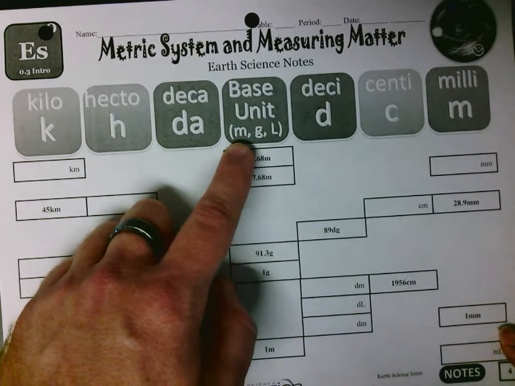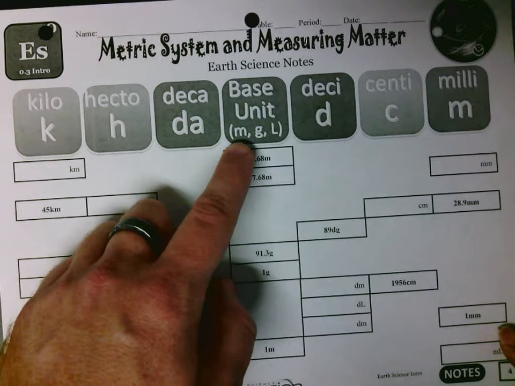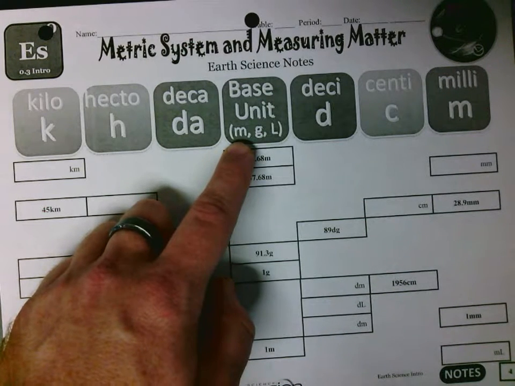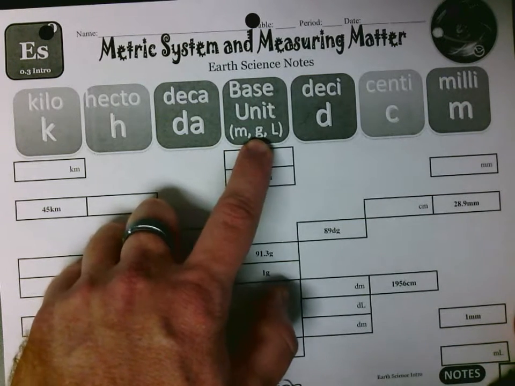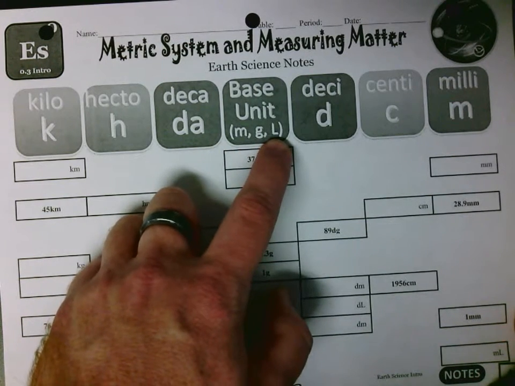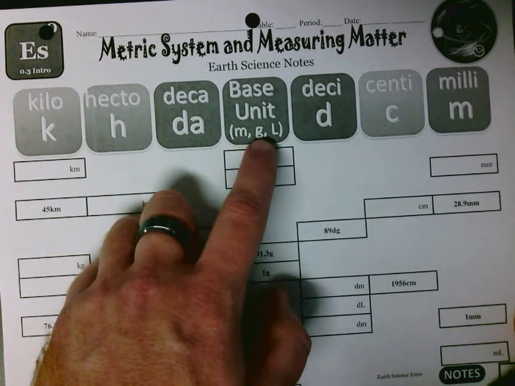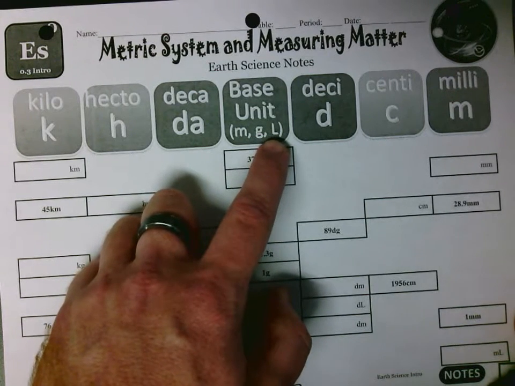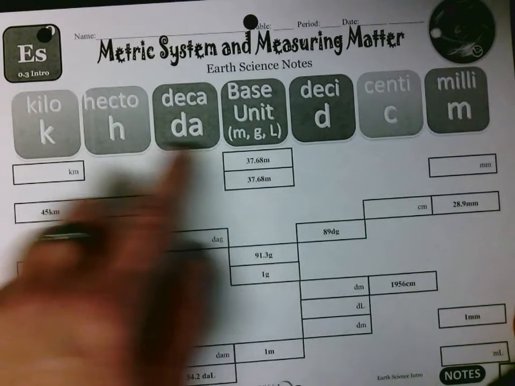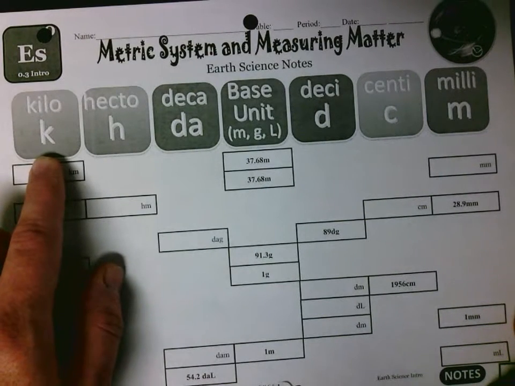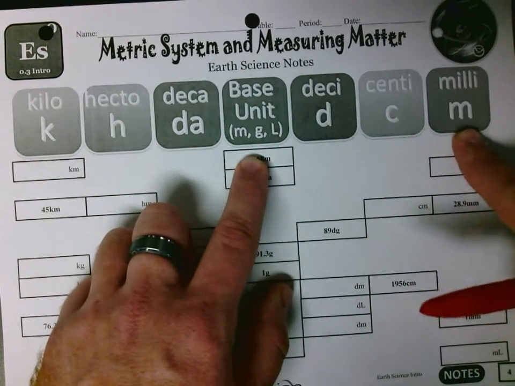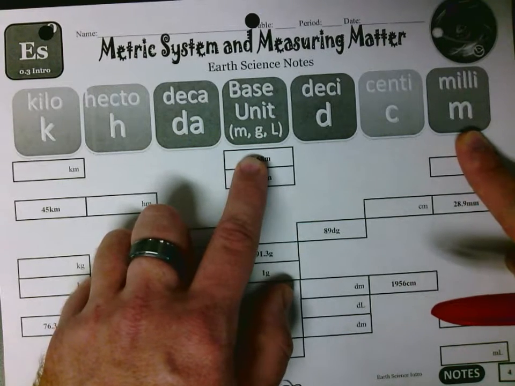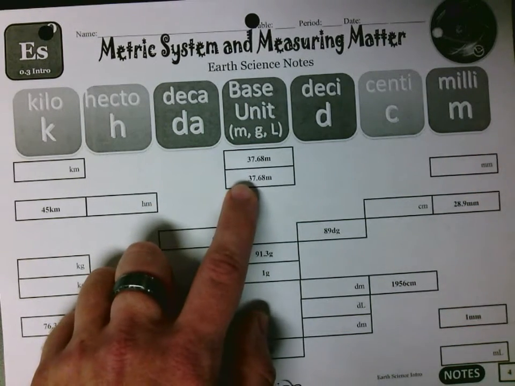And if we're dealing with length, what would the base unit for length be? Meters. What would the base unit for mass be? Grams. Or the base unit for volume? Liters. So meters, grams, or liters could be in the middle, any one of those. And to the left, we have prefixes that are they bigger or smaller than meters? They're bigger than our base units. And if we move to the right, those numbers become smaller. So let's take a look at an example.